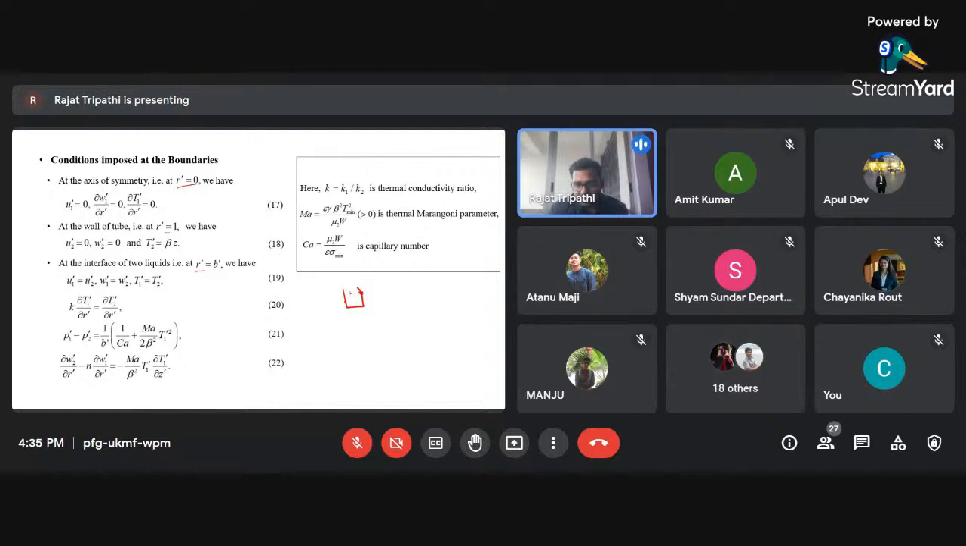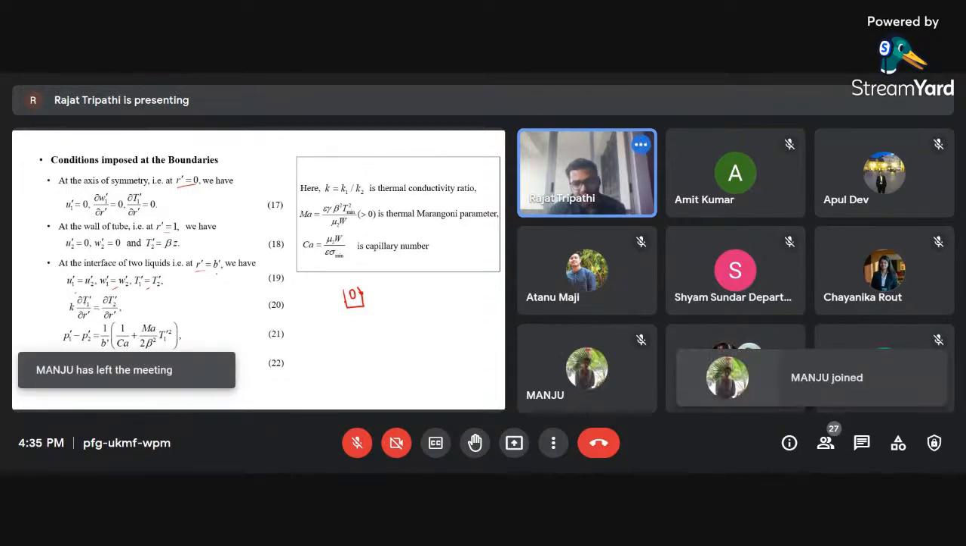But at r equal to b, that is at the interface of bubble and fluid, we should have the continuity conditions: the radial velocity of fluids 1 and 2 at this point should be equal, the axial velocity should be equal, and the temperature should be equal at the wall. This also tells us that the gradient in the temperature of fluid 1 in the radial direction is the same as the gradient of fluid 2 in the radial direction.